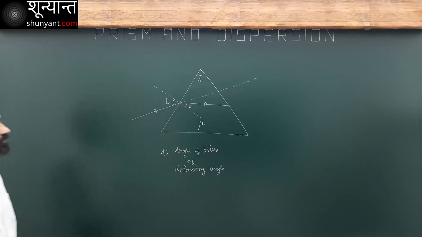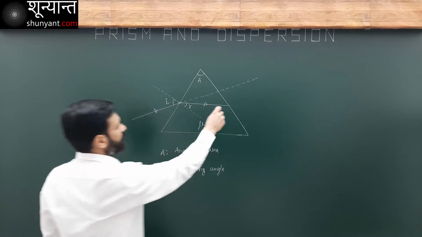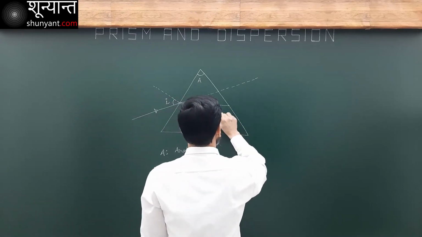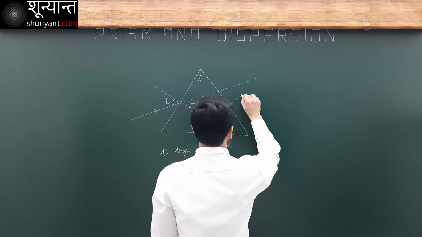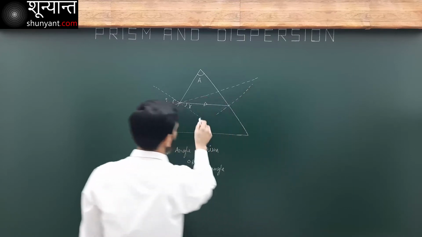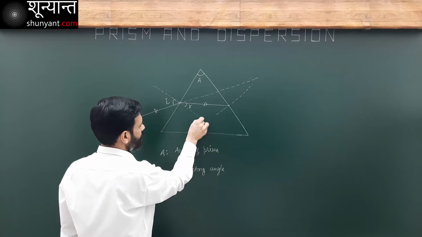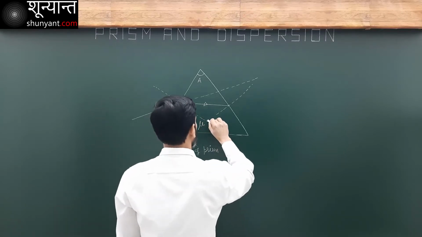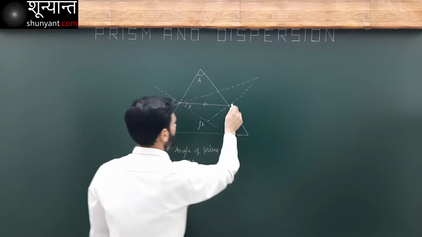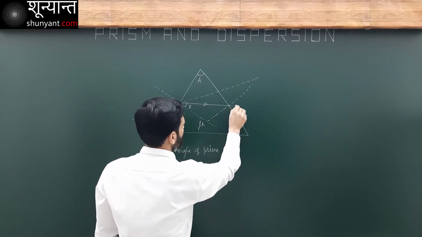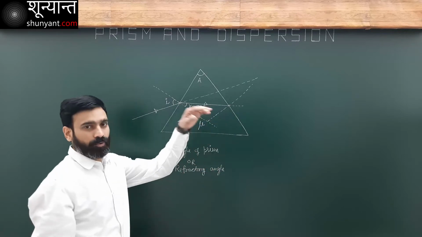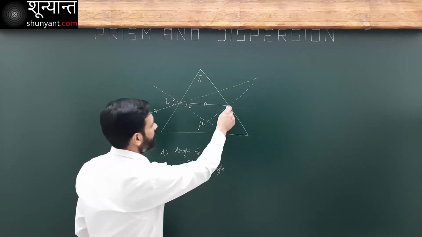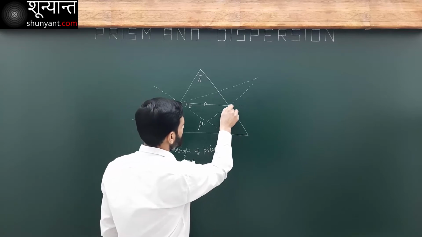At this point again there will be refraction. This is the normal to this surface here. This light is again going to bend. I am extending this line here. Now it will bend away from the normal, because the light is going from the denser medium to air, that is the rarer medium. So it bends like this.